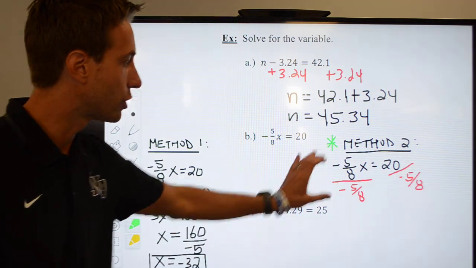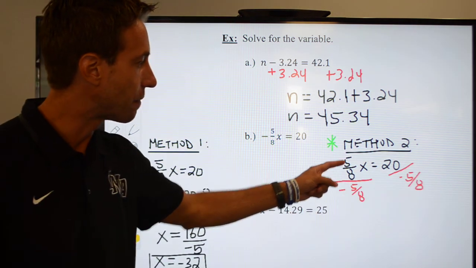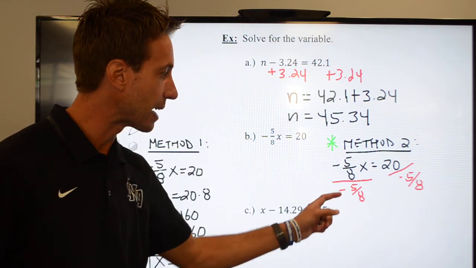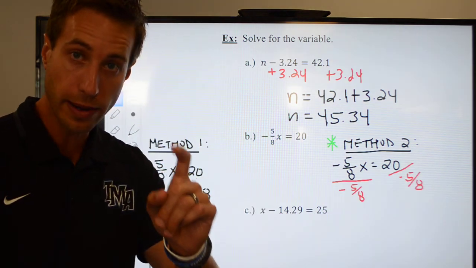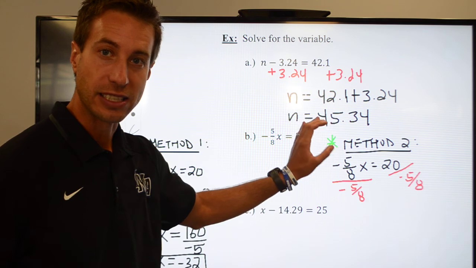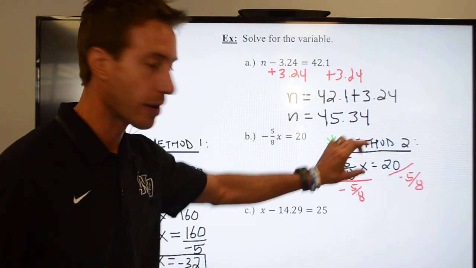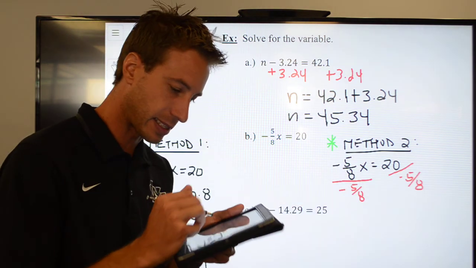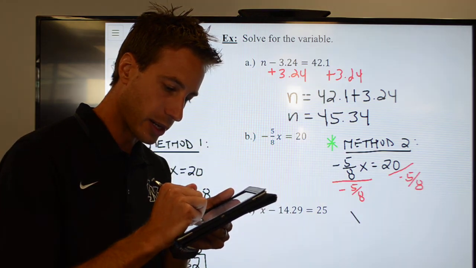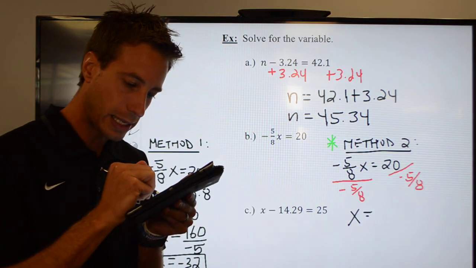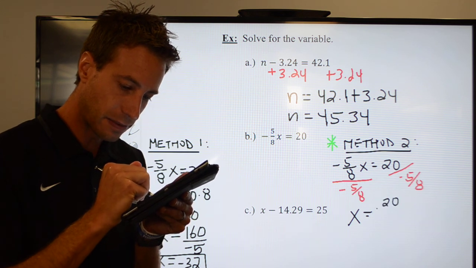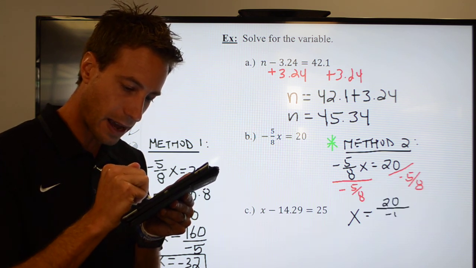Now, what happens over here on the right? -5/8 divided by a -5/8. Any number divided by itself is 1. And so what I wind up with is those guys canceling each other out, and I'm left with just the x. That's exactly what I wanted. I wanted to isolate my variable. Let me rewrite the other side. 20 divided by -5/8.